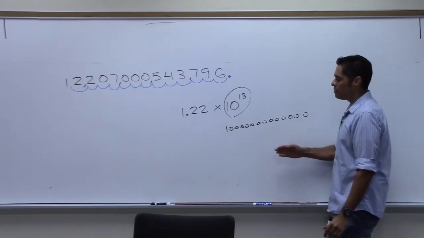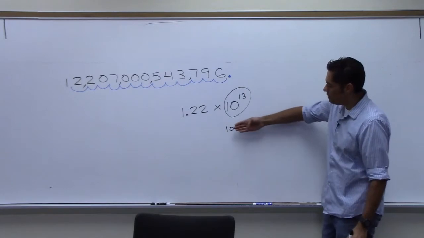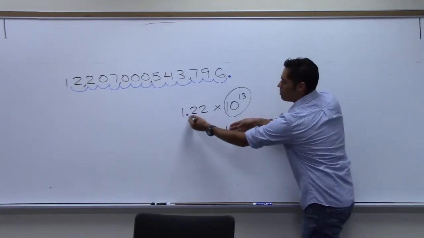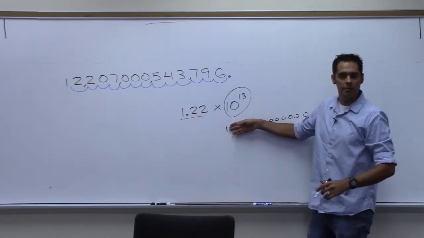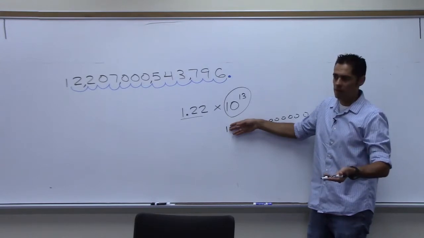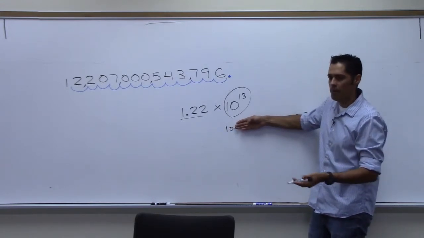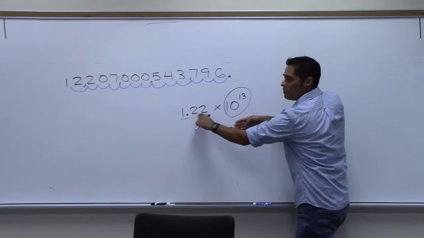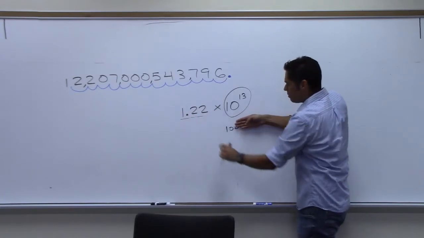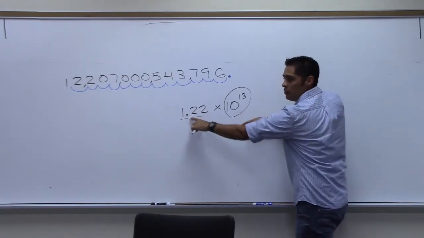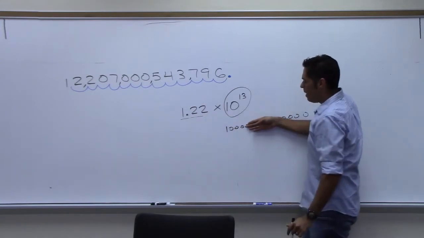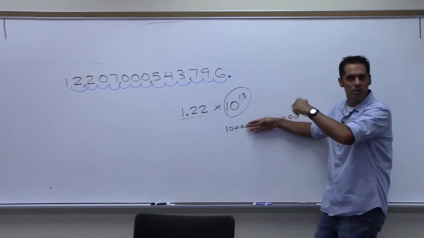So you tell me what happens if I take a number and I multiply this number by 1, what would it be? Itself, right? What if I multiply it by 10? What would happen? It would become 12.2. What if I multiply it by 100? It would become 122. What about by 1,000? Just keeps moving the decimal.